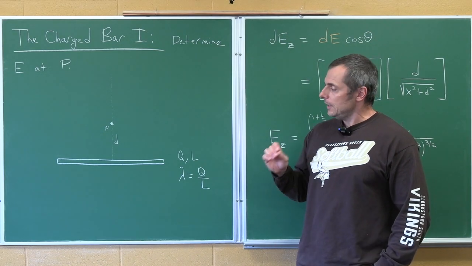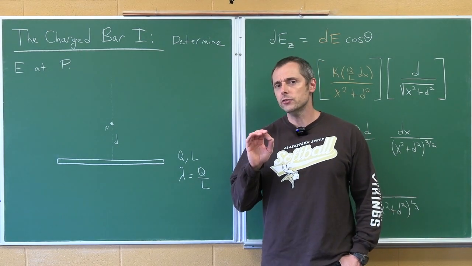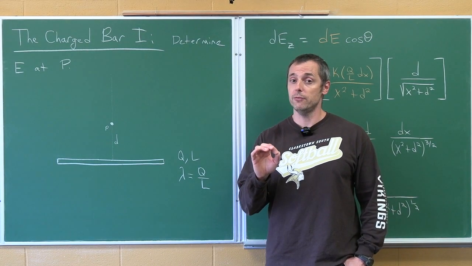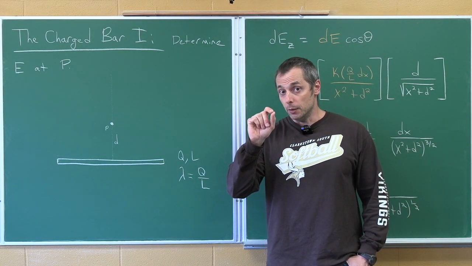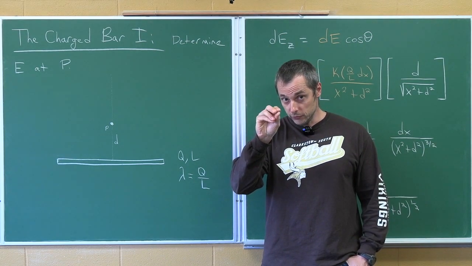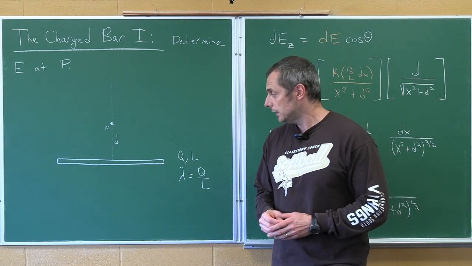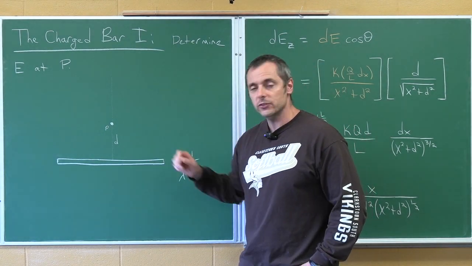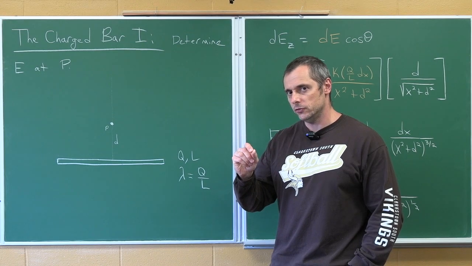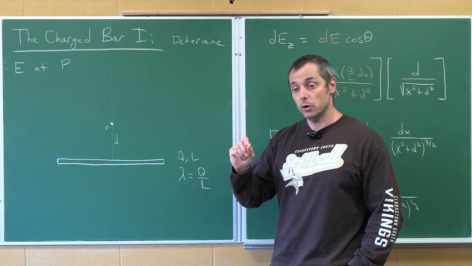Okay, we can't use kq over r squared for the entire bar. kq over r squared, the only formula we have for electric field at this point, only works for a dot of charge, a proton or electron or a similarly shaped object. So I can use that formula as long as I slice this object into a small piece so that it acts and looks pretty much like a proton.